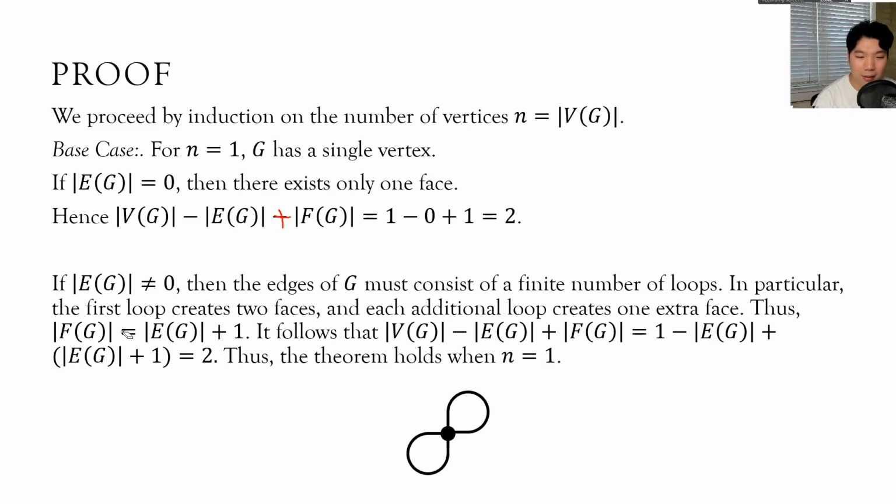So if I substitute this into my original formula here, the number of vertices minus the number of edges plus the number of faces, this is in particular equal to, we had 1 vertex, minus the number of edges, plus, and we just said the number of faces is equal to E of G plus 1. So if I clean this up, I should end up with exactly 2. Thus, the theorem does hold whenever n is equal to 1. We are done with our base case.